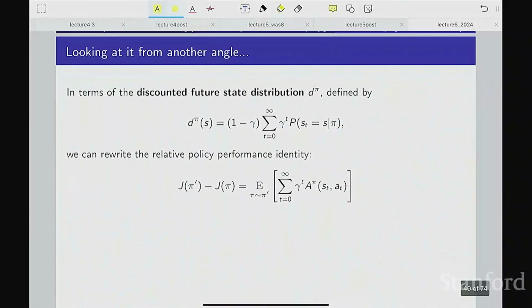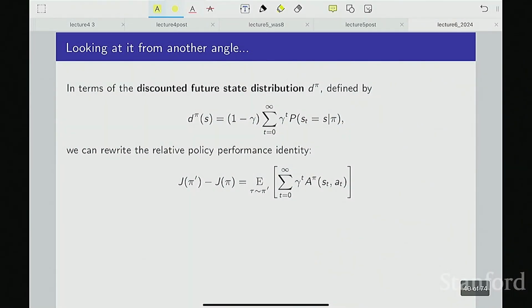So let's look at it from a different angle. This thing, d pi of s, is a distribution over states. It's a discounted future state distribution. And we're going to use that to rewrite the relative policy performance identity. Why is this relative? It's because it's with respect to the performance of our current policy. That's why we have a subtraction there. We're going to rewrite that.